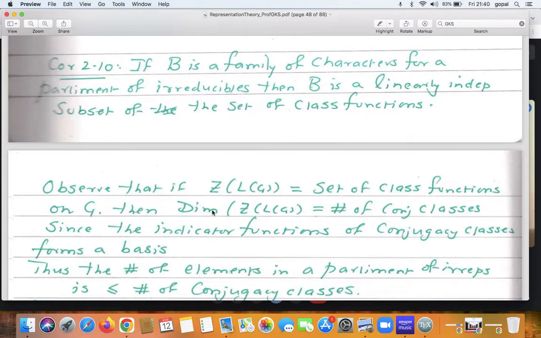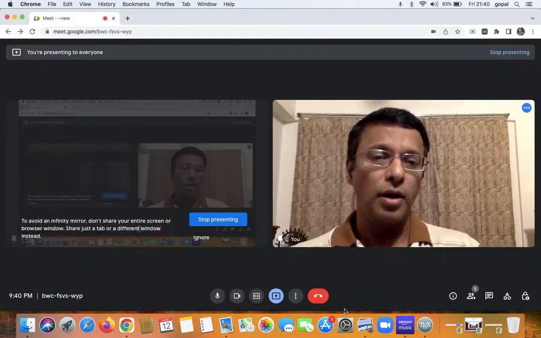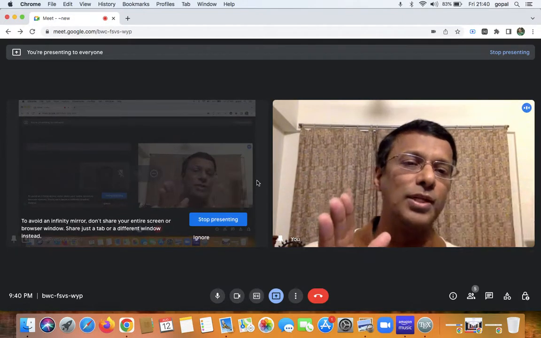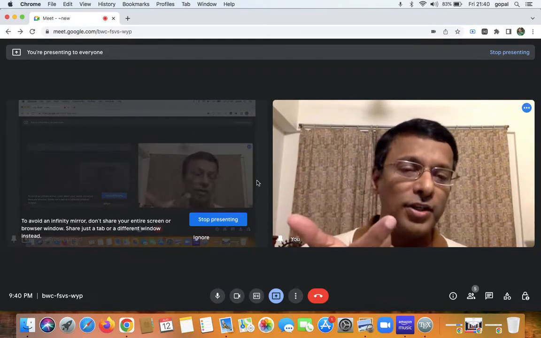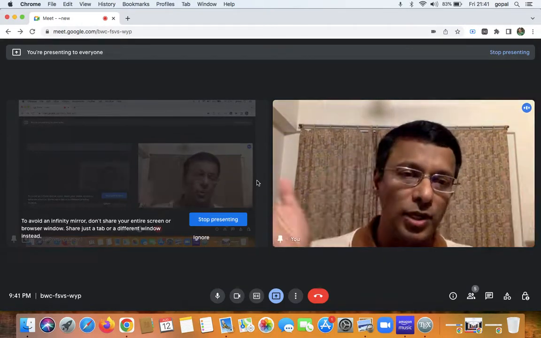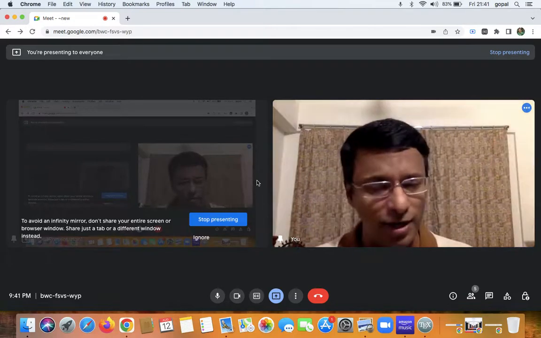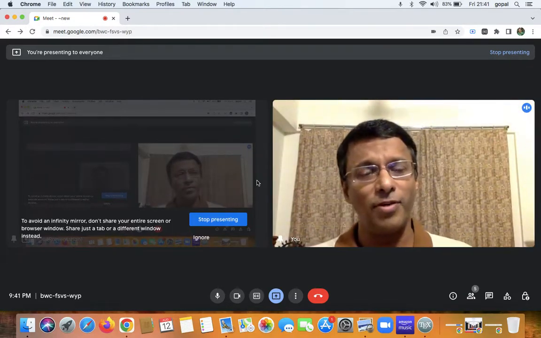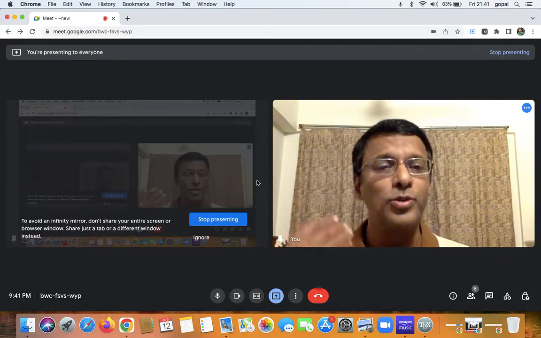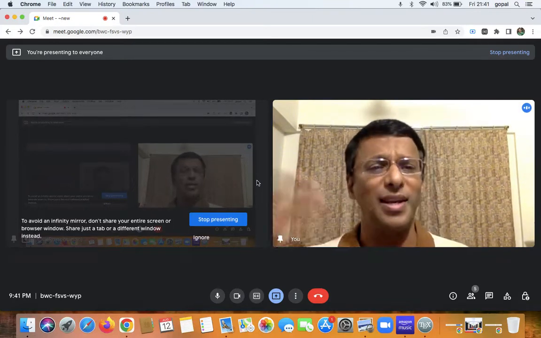So the dimension of Z(L(G)) must be the number of conjugacy classes. Because how do I get a basis for the class functions? Take the conjugacy classes C1, C2, C3, and so on. The function which is 1 on C1 and 0 elsewhere, the function which is 1 on C2 and 0 elsewhere, etc. That will give you a basis for the family of class functions. So the family of class functions is a vector space whose dimension is exactly the number of conjugacy classes.